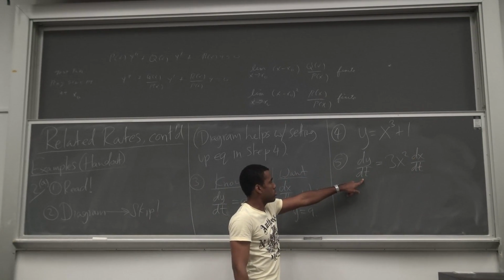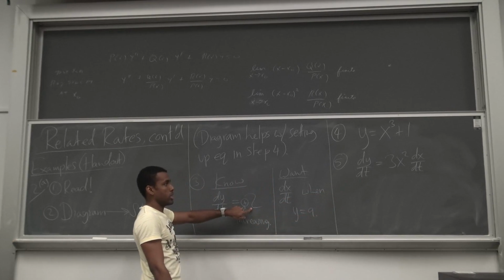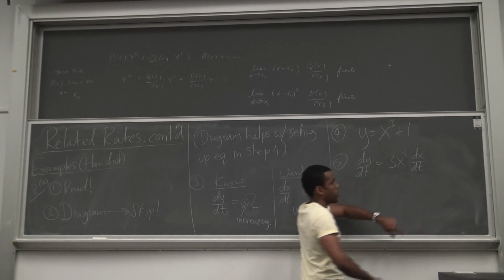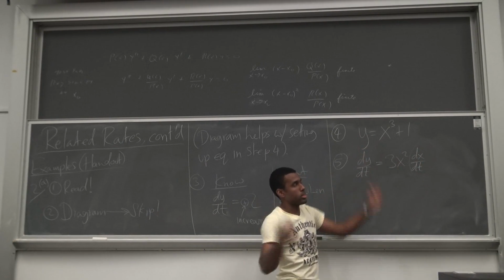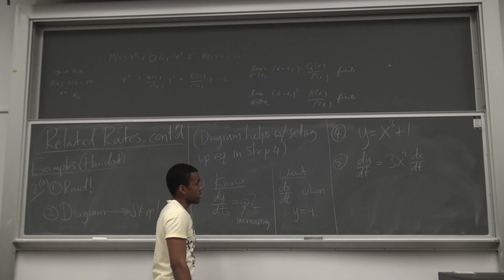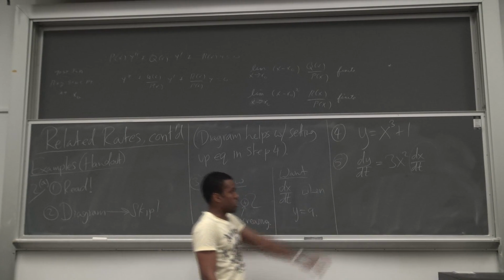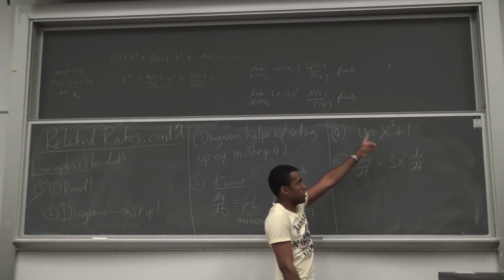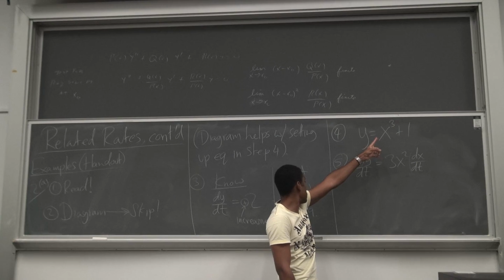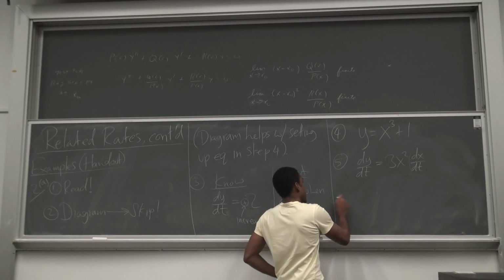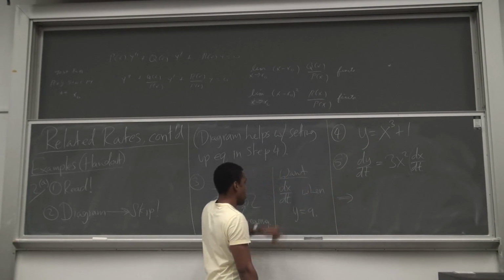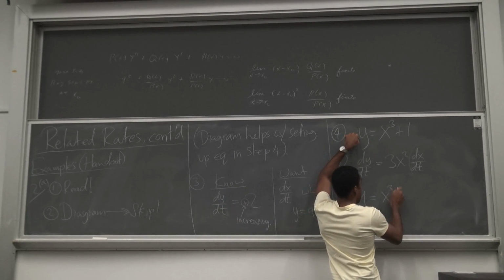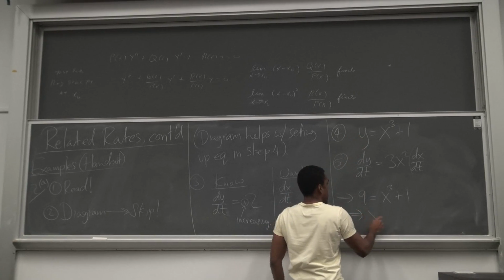So now, this guy I actually know. That's the 2. The dx/dt is what I want to find, but I don't know what the x is. So I need to find x. How do I find x? Plug in. So remember, in step 5, if there's anything that you don't know, you need to go back to step 4 and find that guy using the original relationship. So now I know that y equals 9, so I'm just going to plug 9 in. So I'm going to get x equals 2.